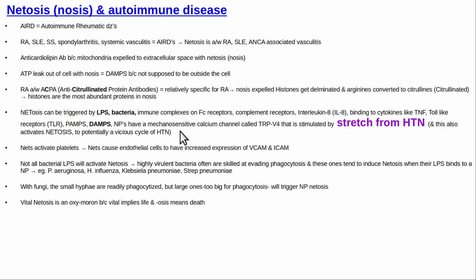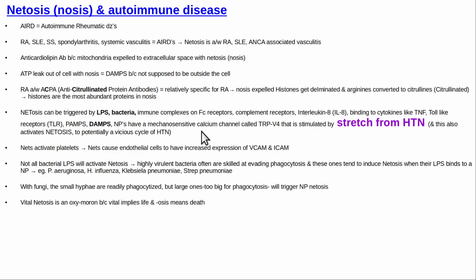Neutrophils also have a mechanosensitive calcium channel called the TRPV4, and that will be stimulated by severe hypertension, which is bad, because if severe hypertension causes these neutrophils to undergo NETosis, then you're throwing all this thrombotic material around, and that can cause accumulation of atherosclerotic plaque, because atherosclerosis is a blood clot. So you don't want that. It also can make your blood thicker, increasing blood viscosity, which can contribute to worsening hypertension.